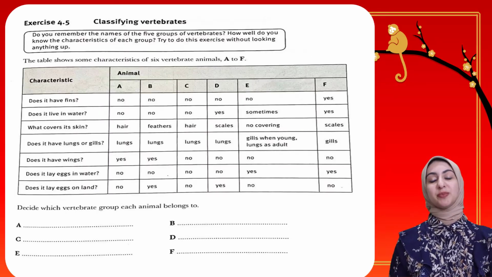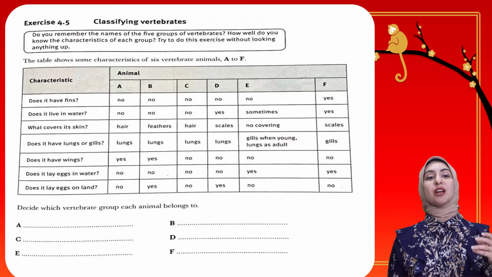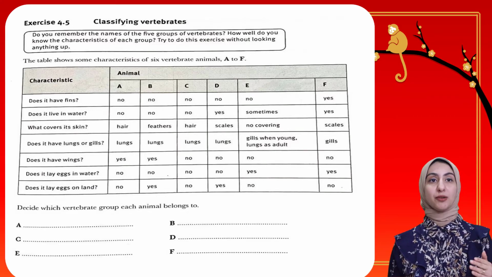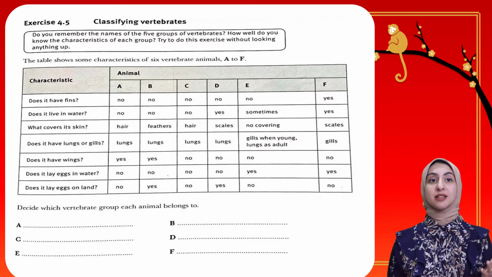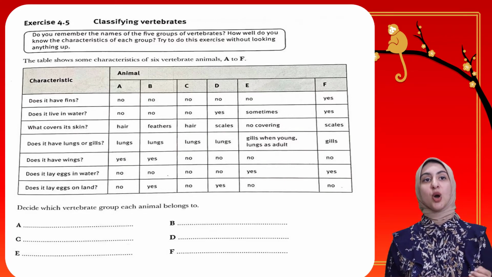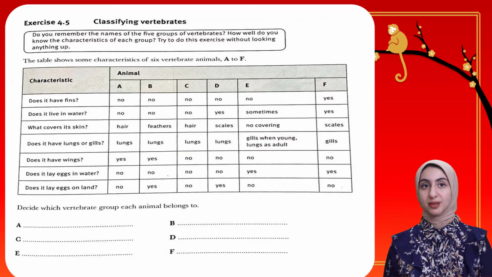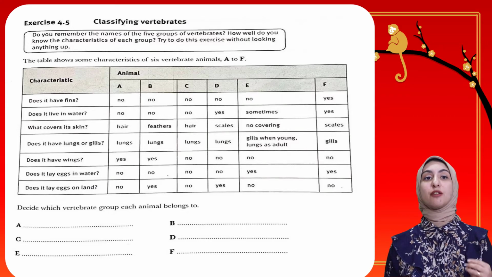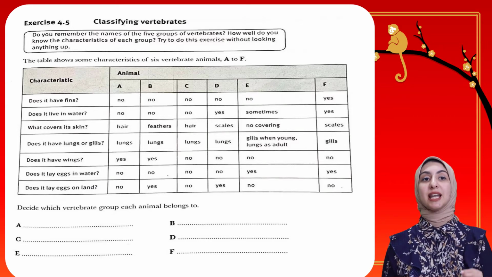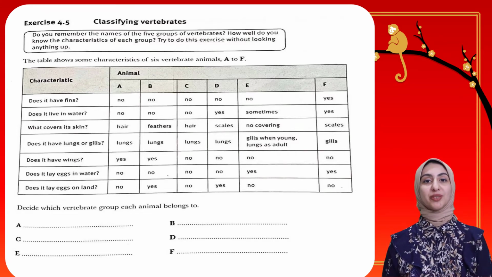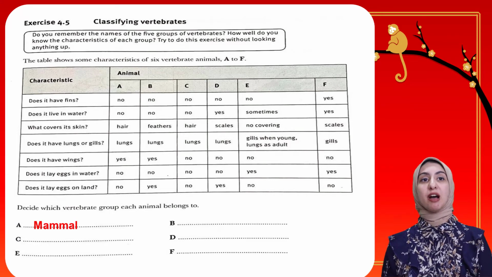The time is over. Now let's check our answers. For animal A, as we can see the information from the table, does it have fins? No. Does it live in water? No. What covers its skin? Hair. Does it have lungs or gills? It has lungs. Does it have wings? Yes. Does it lay eggs in water? No. Does it lay eggs on land? No. So it is classified as what? Yes, a mammal.